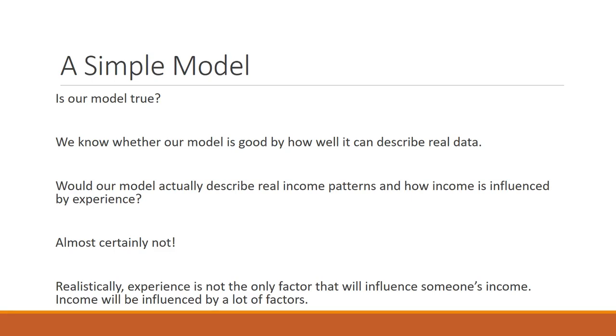But now we've got to say, okay, is our model true? Is that really how income works? Is it really true that if you have no education, you earn $1,000, and for every year of schooling you have, you earn beta 1 more dollars? Is it a true model? We know whether our model is good, whether it's reasonably close to true, by how well it describes real data. Would our model actually describe real income patterns and how income is influenced by education?